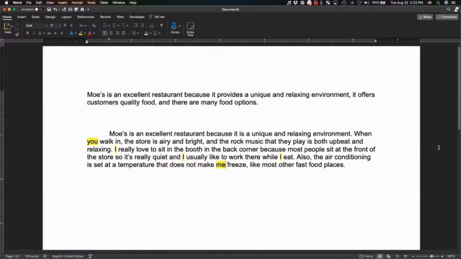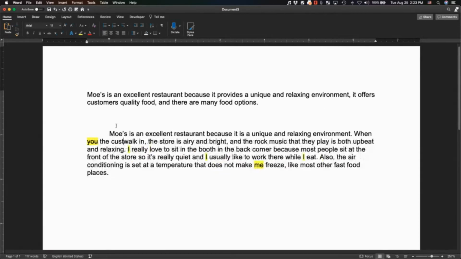So you want to ask yourself, okay, when I say when you walk in, what do I really mean there? Do I mean you, the reader? Or do I mean something else? Well, in this case, we mean the customer, the patron, however you want to say it. So let's change it to the customer. Or when a customer, right? Because this could be any customer.